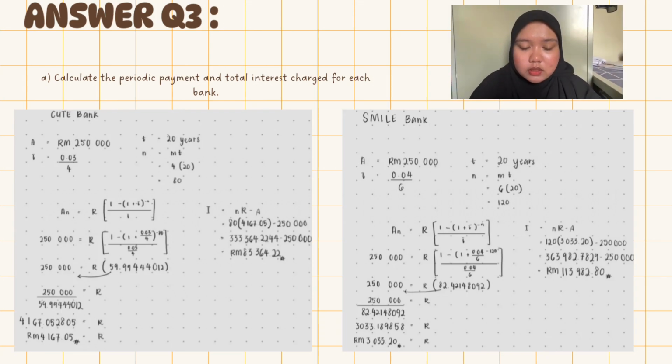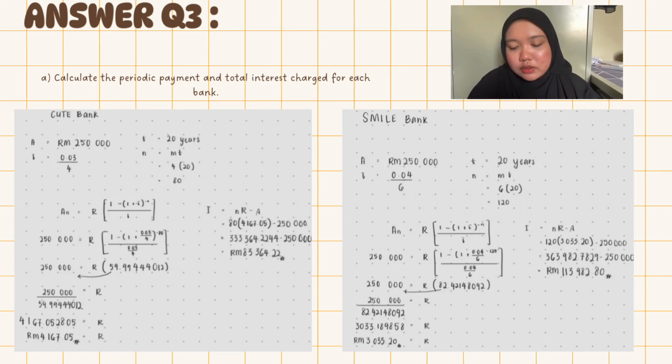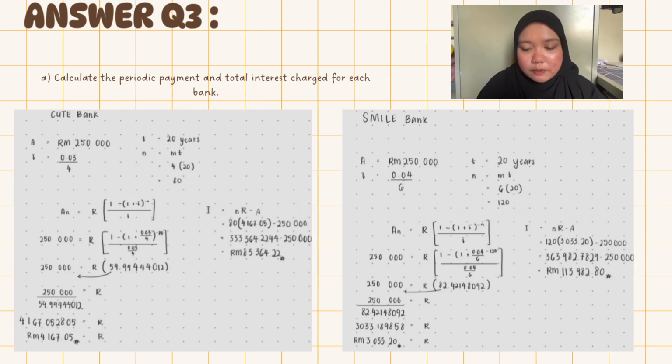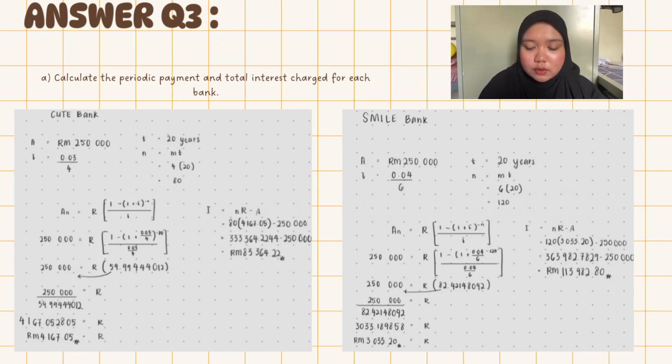This is for Smile Bank. We're gonna use the same formula, but we're gonna change the interest and the N. The interest we're gonna use is 0.04 per 6, and we're gonna use 6 multiplied by 20. We're gonna get 120, and we're gonna use the same formula, but we change the interest to 0.04 per 6 minus 120, and we calculate that and get the answer for 82.4214, 828092, and we're gonna divide that with 250000, and we're gonna get the final answer is RM 3033.20.